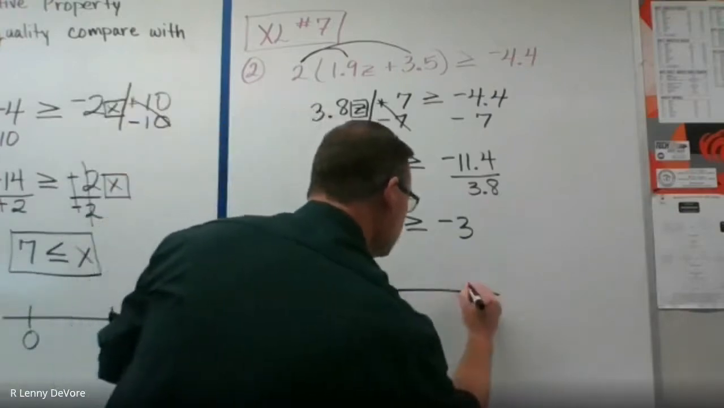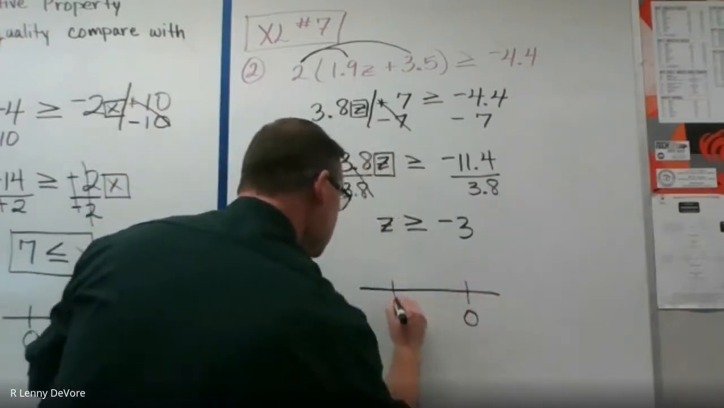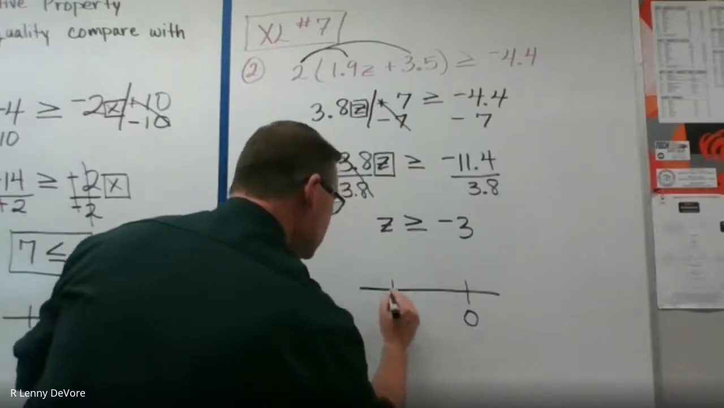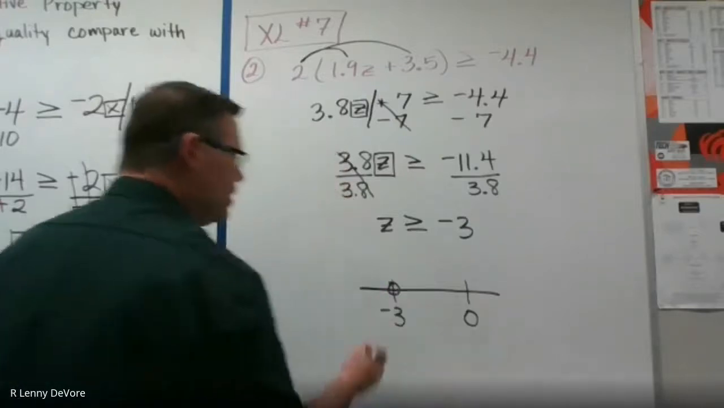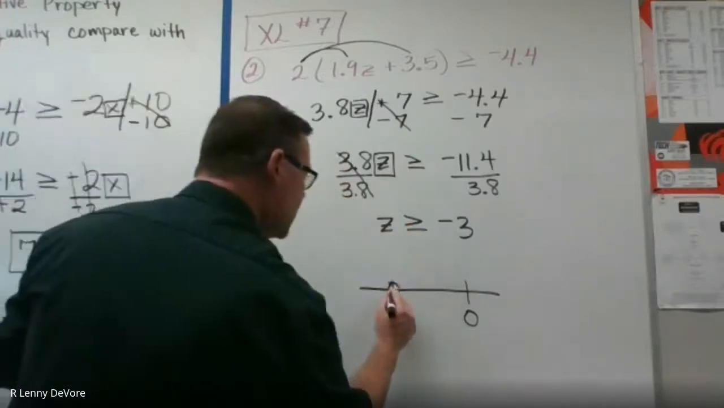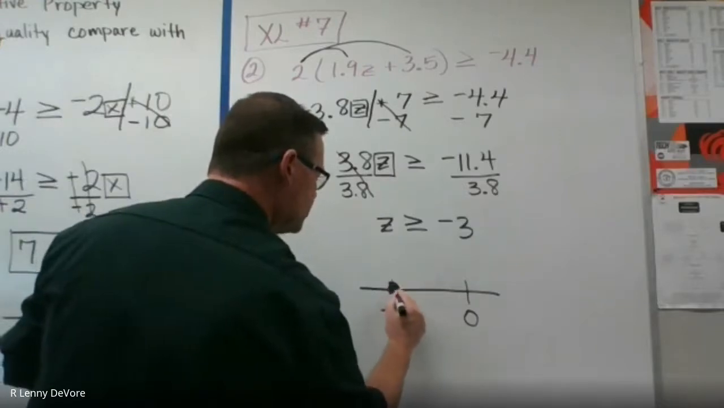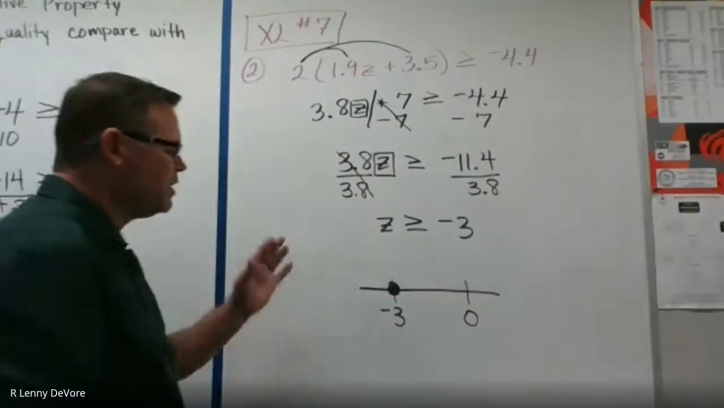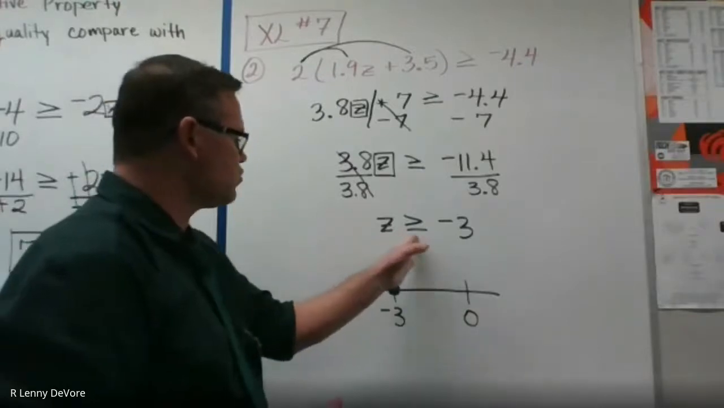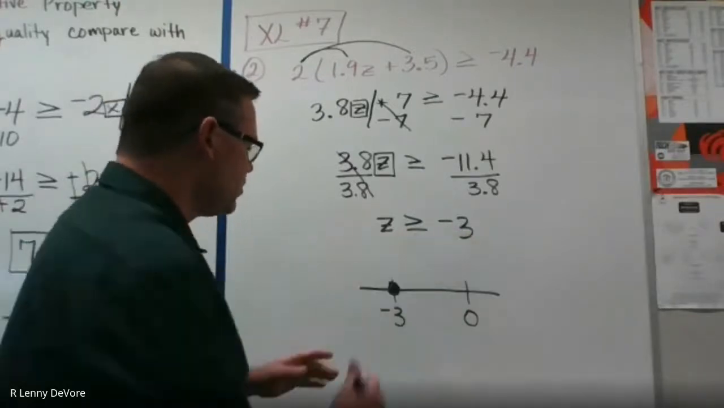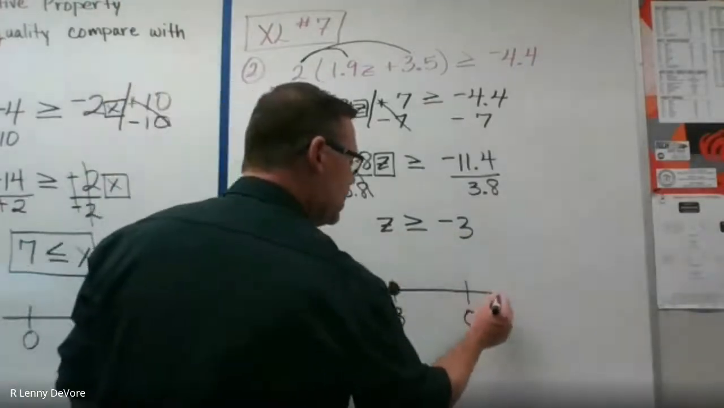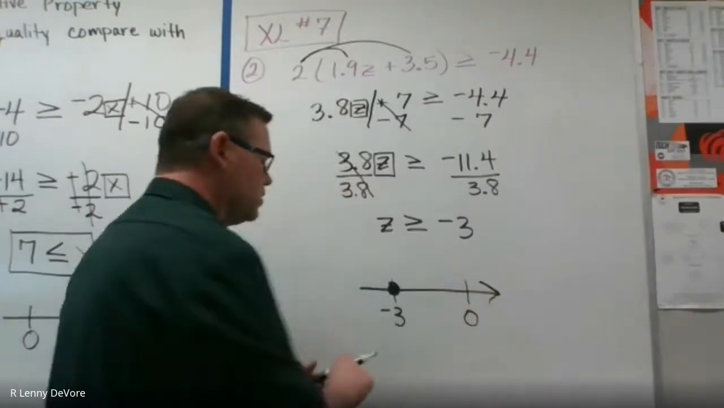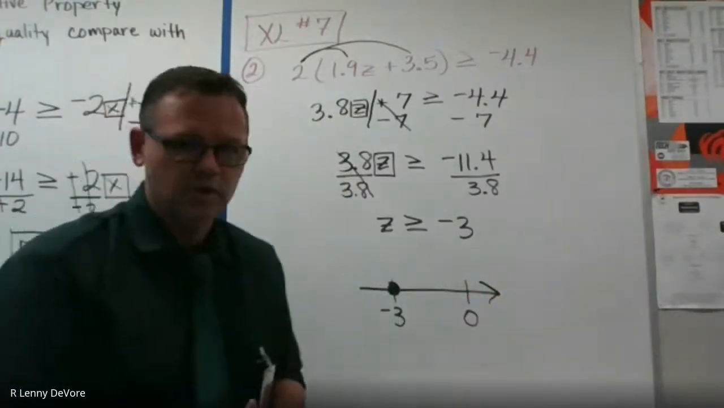Now, we do the same thing, right? This time, though, I'm going to put 0 here, and negative 3 would be on this side. I'm going to put that circle above it. Can it be equal to it? Yes, it can. So we're going to fill in that circle. So you got to fill it in, okay? Now we need to read this. Z is greater than or equal to negative 3. What's greater than negative 3? Everything this direction. And that's all I'm expecting for a graph, guys.